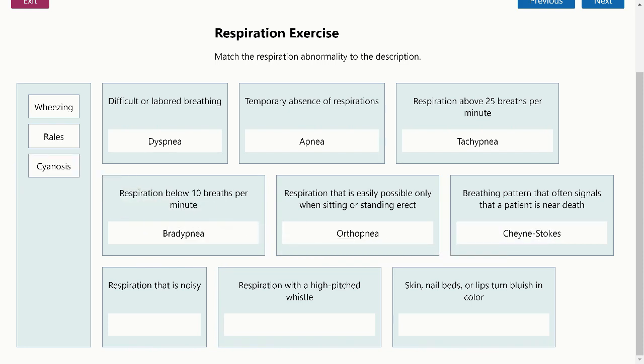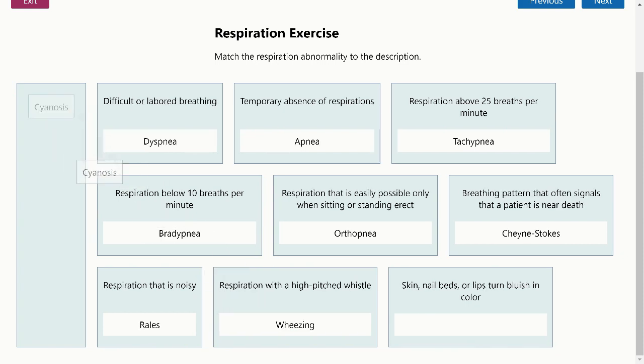Respiration that is noisy. Respiration with a high pitched whistle. And then we got cyanosis. All right.